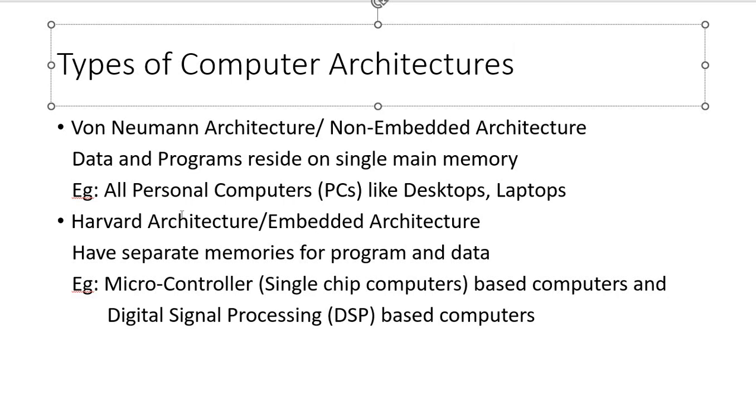In contrast to this architecture, we have one more architecture called Harvard architecture. The other name for Harvard architecture is embedded architecture. We use this architecture for embedded systems and microcontrollers. The difference between these two architectures is that in von Neumann architecture, data and programs reside in the same memory, a single RAM. But in Harvard architecture, we have separate memory for data and program. It means the program is saved in one set of memory and your data is stored in another set of memory. So you will have two separate memories, one called program memory and one called data memory.